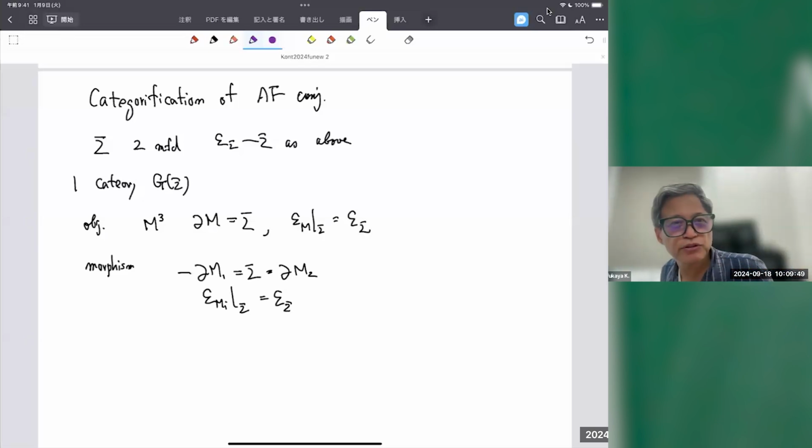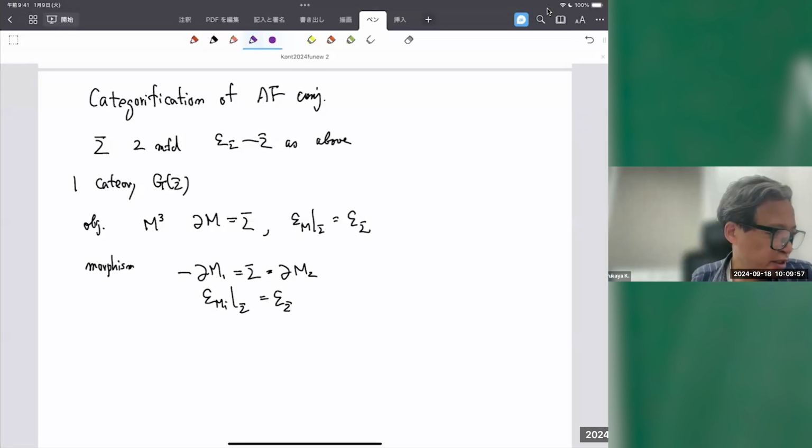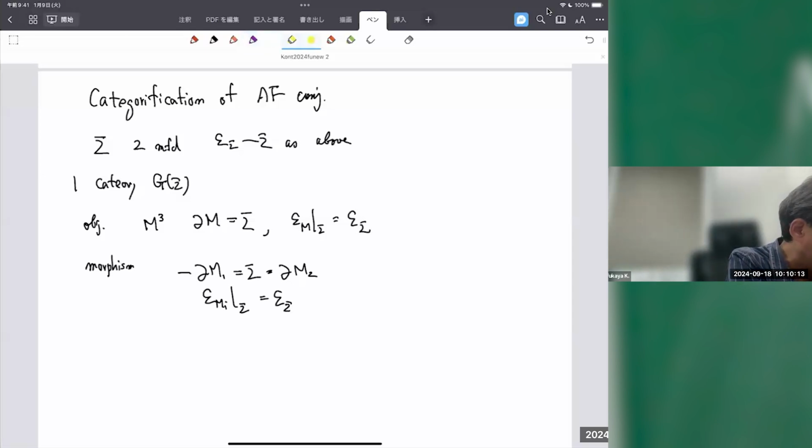There are two kinds of categorification, one categorification and two categorification. I want to start with one categorification. We want to define a symplectic side of the category and a gauge theory side of the category, and say that they are categorically equivalent. First I want to explain the gauge theory side of the category. I want to define one category G of sigma.